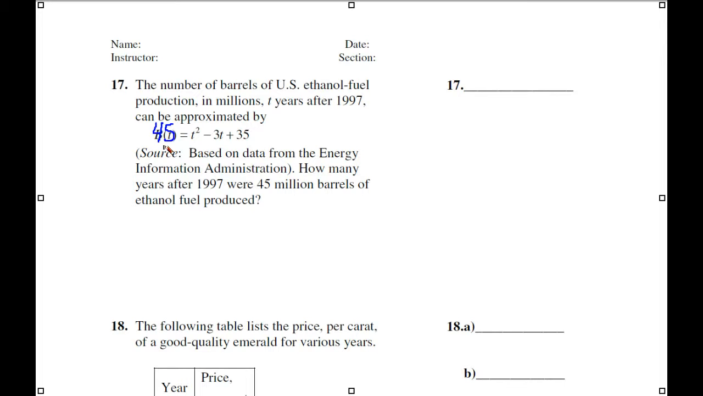And for number 17, after reading it carefully, we're wondering when 45 million barrels of ethanol fuel will be produced. We put a 45 there. Again, bring that over, factor this, and it comes out to 5 years. We're not going to do number 18. That would take a lot of time, and we are just about at 24 minutes.